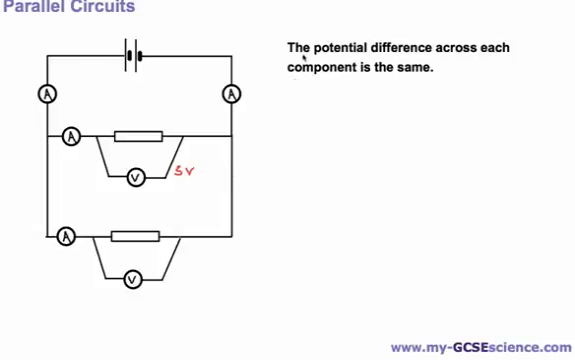The first one here says the potential difference across each component is the same. So here I've got 2 components. These are again chosen resistors. So here's a resistor and here's a resistor, and the potential difference across each of those is the same.